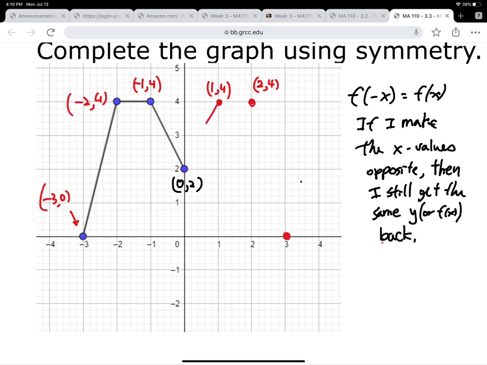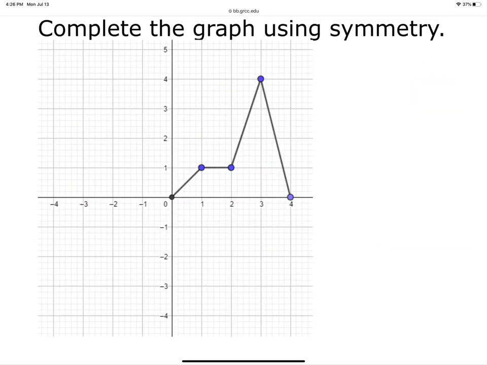So our graph will look something like this. We make the x value opposite, but we still get the original y value back. Okay, so that's what this definition really means when we apply this to the graph. Now, part B, this time we're given a graph, but this is an odd function instead of even. So let's look at the definition for an odd function. An odd function is f of negative x equals negative of f of x.